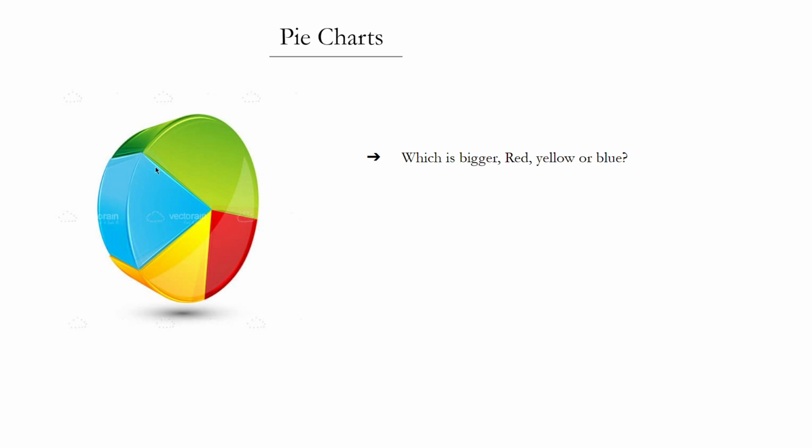Let's look at this 3D pie chart here. Can you answer this question for me? Which part of this pie chart is bigger? Other than the green one, is the blue one, yellow one, or the red one? Which is the biggest between these three? It's actually very hard to tell because I do not know the answer. It's just very difficult to tell.